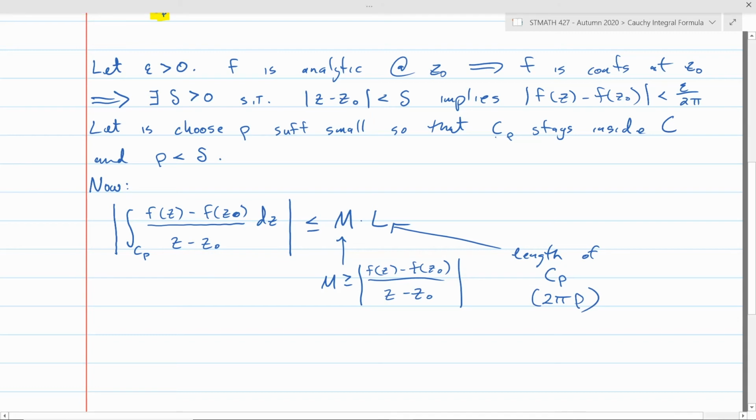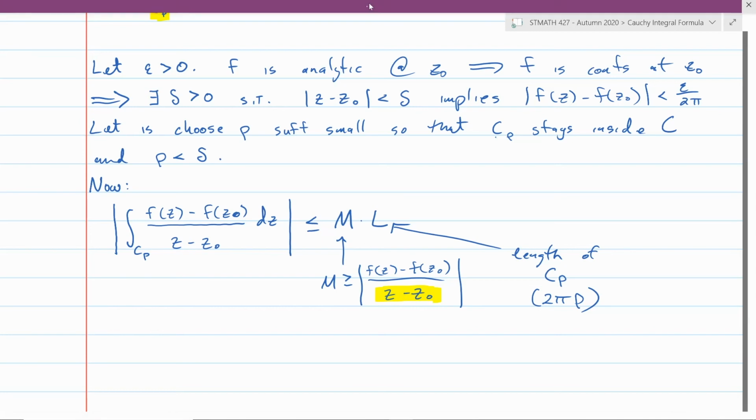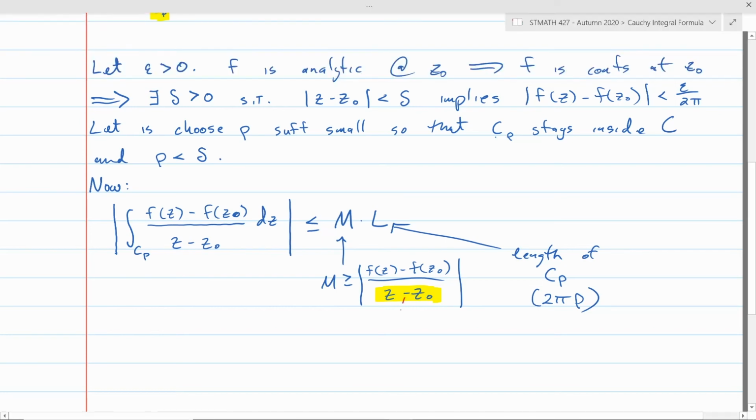The thing is, the M that we're going to get, if you look at this fraction here, since we're doing an integral, the z's that we're talking about are actually on the circle C rho. So we know that the distance between z and z naught is just rho, exactly rho. So this is rho. And then the numerator up here, we know we can make that less than epsilon over 2 pi. This is the way that we established the upper bound on the function. So let me write this up a little nicer here.